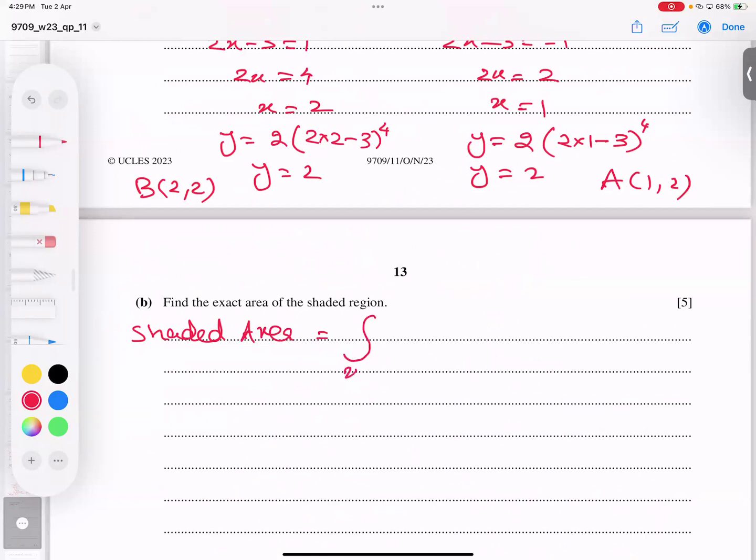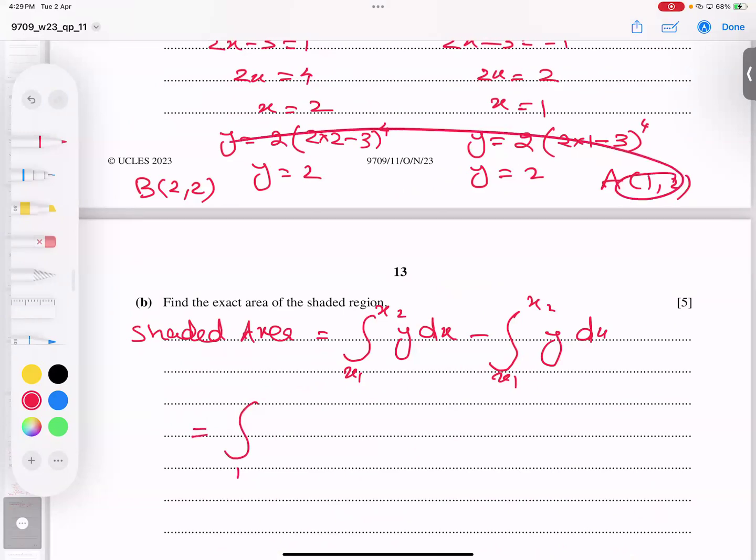So I'm writing here x1, here x2, here y, here dx. Again, here x1, here x2, here y, here dx. This is an upper curve and this is a lower curve. So I'm going to plug in, and I think you're understanding. Lower limit is 1, x value, upper limit is 2. So 1 to 2, and here also same story, 1 to 2. And dx is here and dx is here.